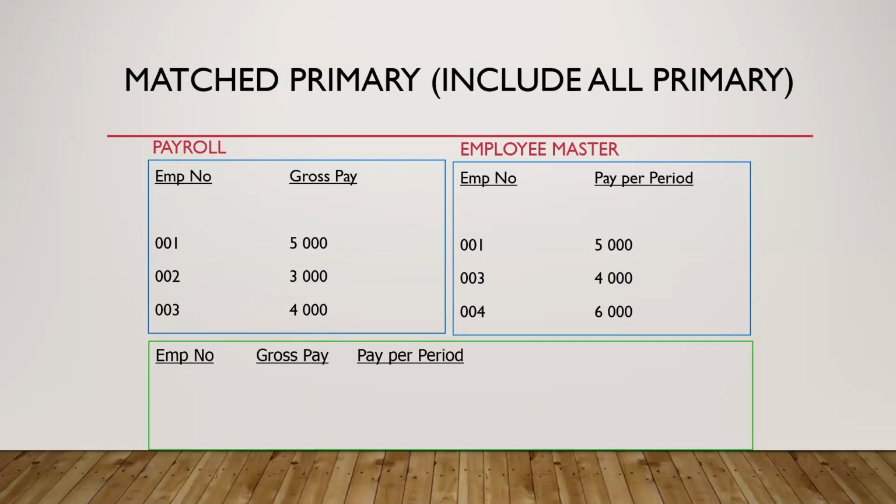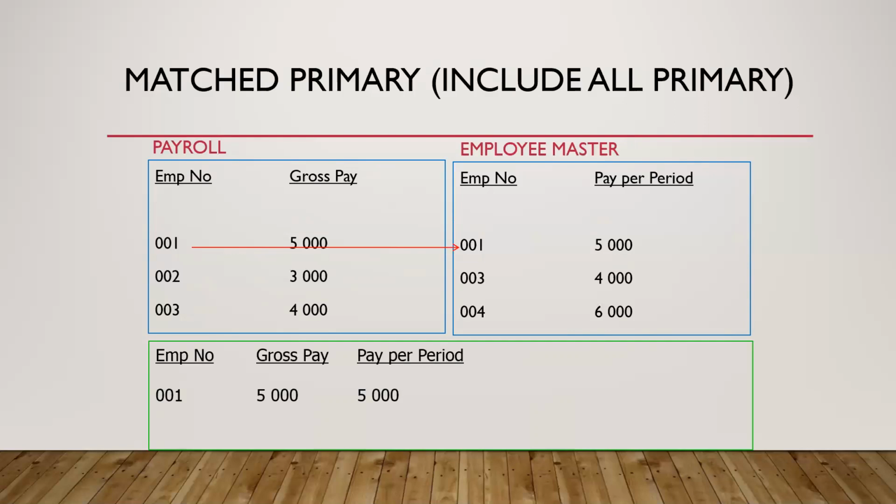So I've gone back to our example of employees. We've got our payroll table again, people we paid, and the employee master file. Now I want to do matched primary, which means I want to see who is in the payroll table, but not in the employee master file. So employee number one is in the employee master table as well. There's a match. Therefore, I need to write that down.